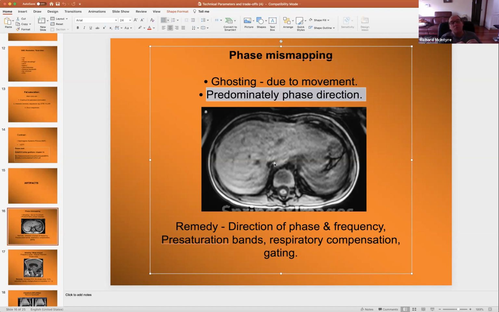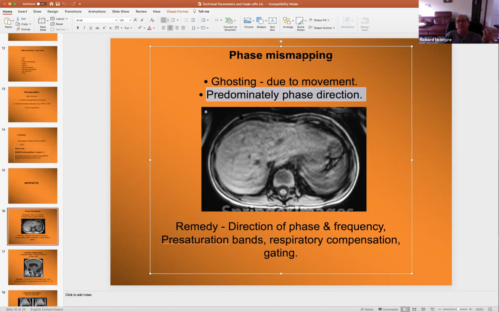Okay, so it's important that you understand that any movement within the image or outside of the image in the phase direction will generate an artifact in the phase direction, not in the frequency direction, because that's all contained in a simultaneous echo, but it's in the phase direction.